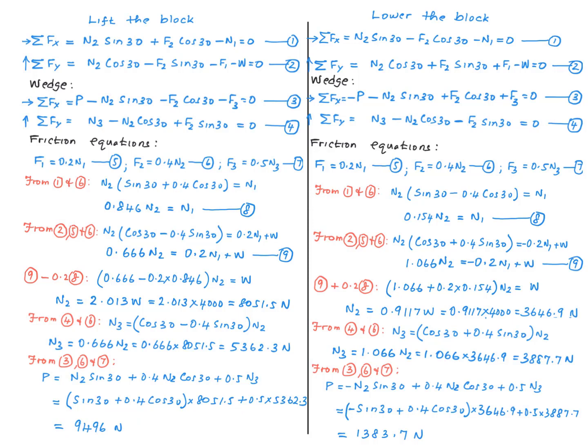So we have a block weighing 4,000 Newton, and for the geometry and the frictional coefficients given, we need 9,496 Newton in order to lift that block. So the force needed to lift the block is more than 2 times the weight of the block. Now for the problem of lowering the block, the steps are similar. We end up with this value for P. So the force needed in order to lower the block is less than half the weight of the block. That's it. We have solved the problem.